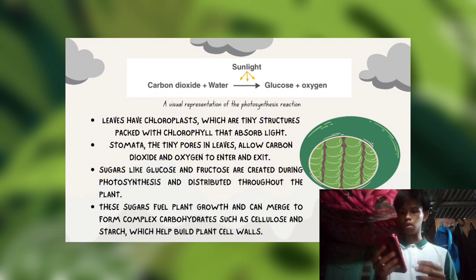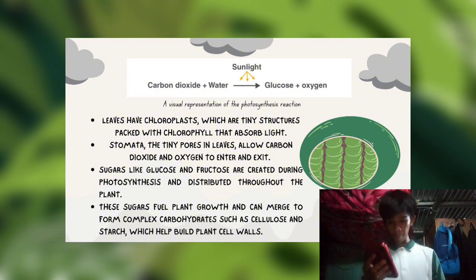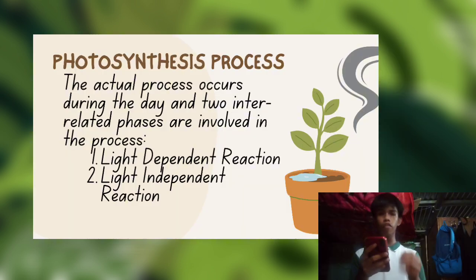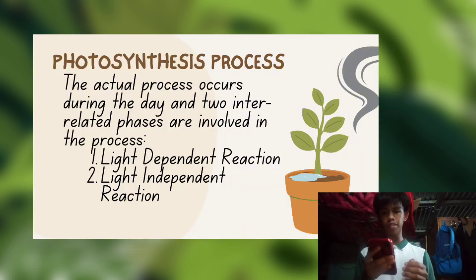This sugar also helps form starch and cellulose, which make plant cell walls strong. In short, photosynthesis is how plants make their food, grow, and release oxygen. Photosynthesis process: plants make their own food using sunlight through photosynthesis, as I discussed earlier.